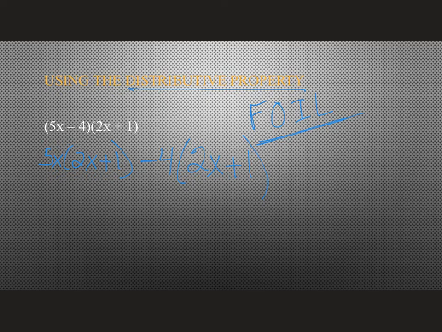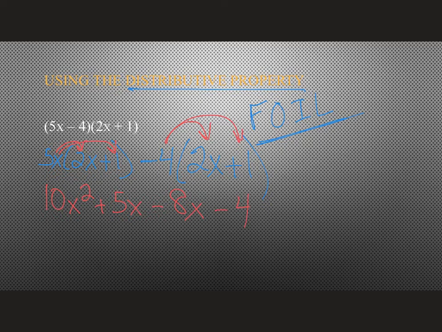So we're going to multiply 5x times 2x, which gives us 10x squared. 5x times 1, which gives us 5x. Negative 4 times 2x, which gives us negative 8x. And negative 4 times 1, which gives us negative 4.